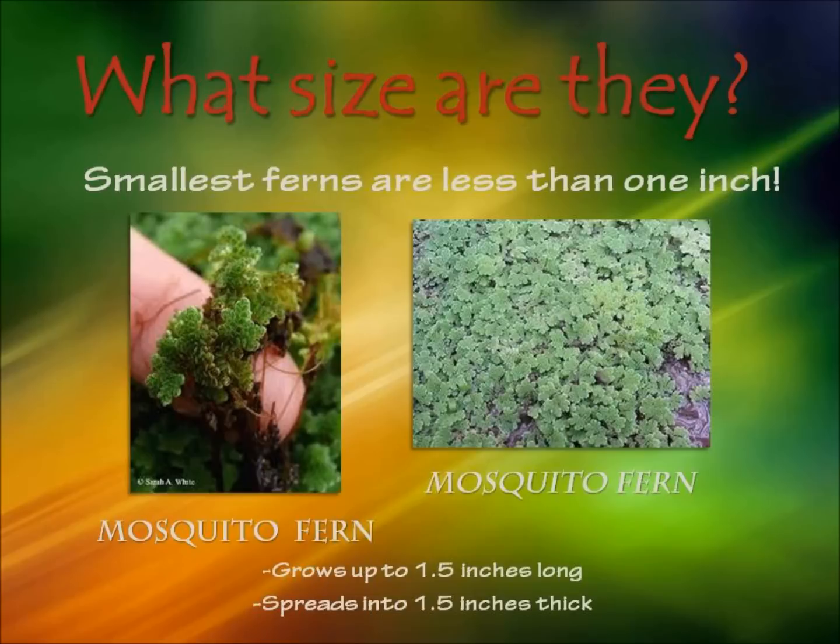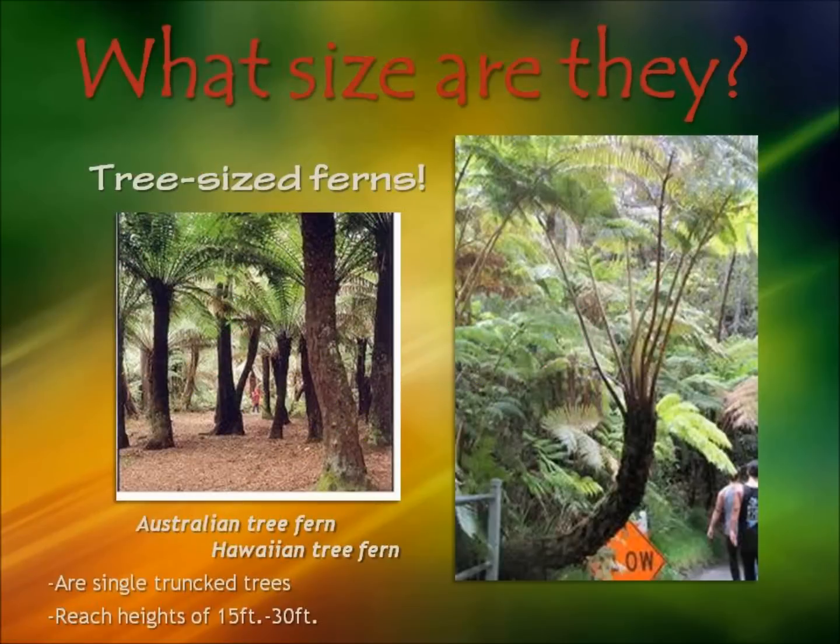Ferns come in all different shapes and sizes. The smallest ferns can be less than 1 inch. The mosquito fern, for example, grows only up to 1.5 inches long and is only about 1.5 inches thick. There are also tree-sized ferns, such as the Australian tree fern and the Hawaiian tree fern. These can reach heights of 15 feet tall to even 30 feet tall.